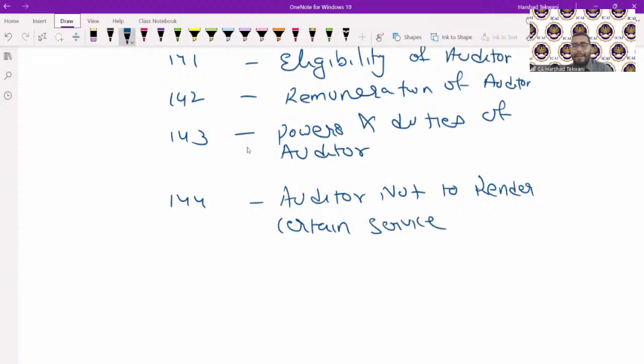Which are allowed, management consultancy service allowed, but which are not allowed as per section 144. We cannot provide these services even though approved by the board. We will again discuss this particular topic.